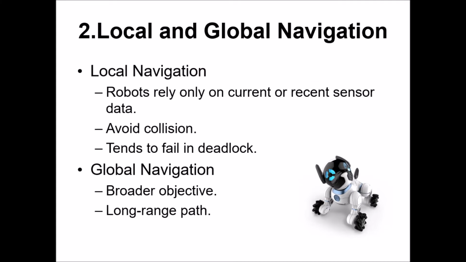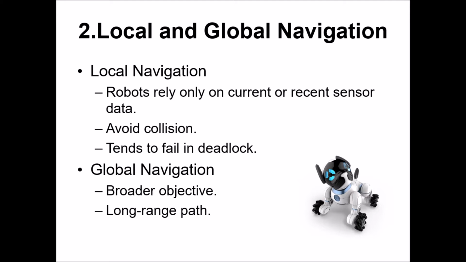The second definition is based on local and global navigation. Basically, local navigation means that the robot's aim is to avoid any collision during navigation. Because of that, it relies on its onboard sensors. And usually for local navigation, the target location will be straight after the obstacle.